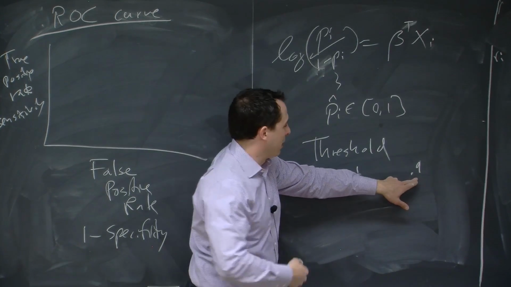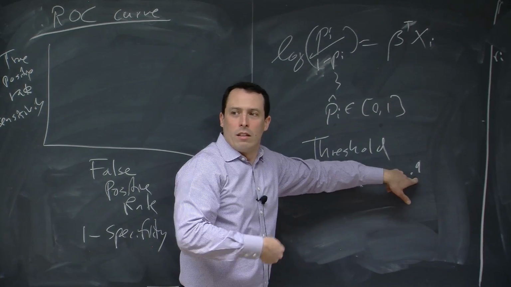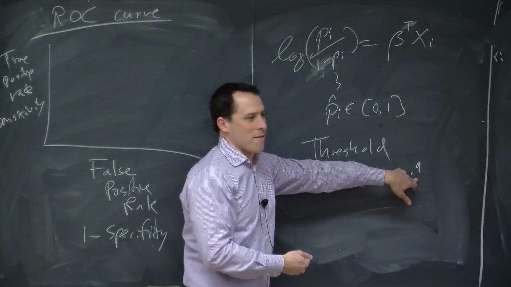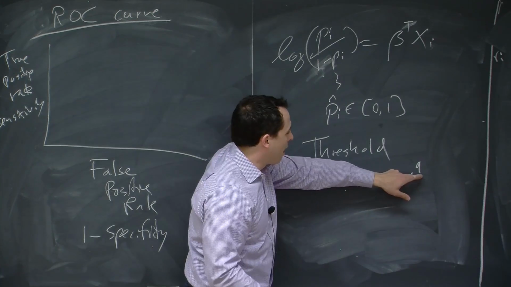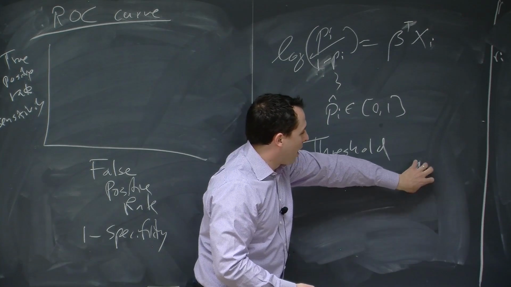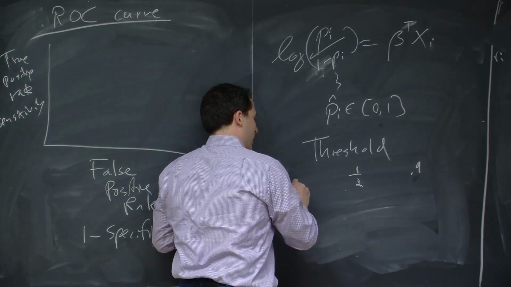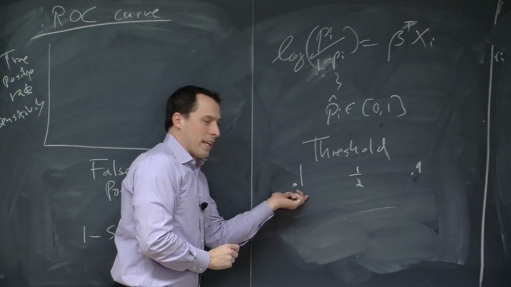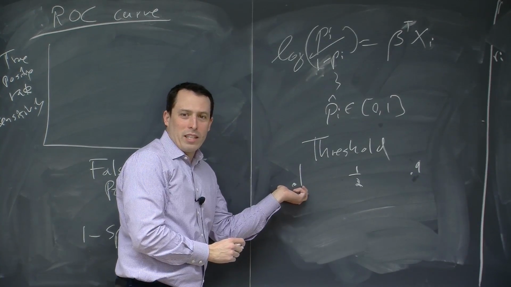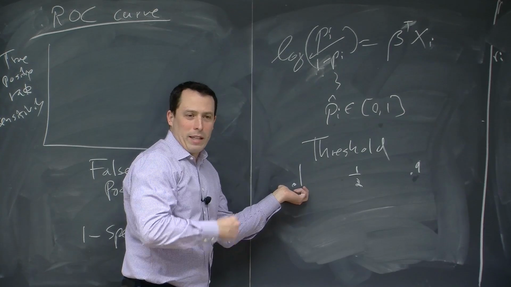If it's expensive to take the action, or I think that very few things actually have this property, the test is very rare, the disease is very rare, I'll have a high cutoff. If I want to be conservative in the other direction, I might say if there's anything greater than a 10% chance of it being true, then I want to take the action.